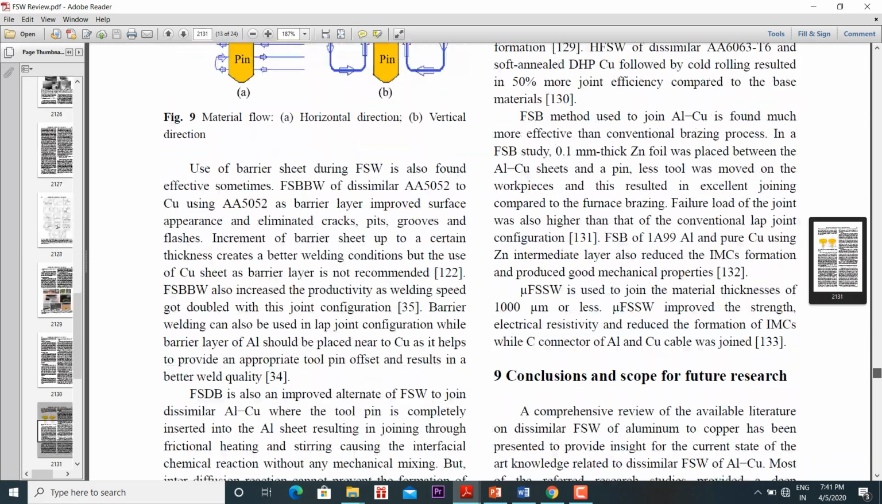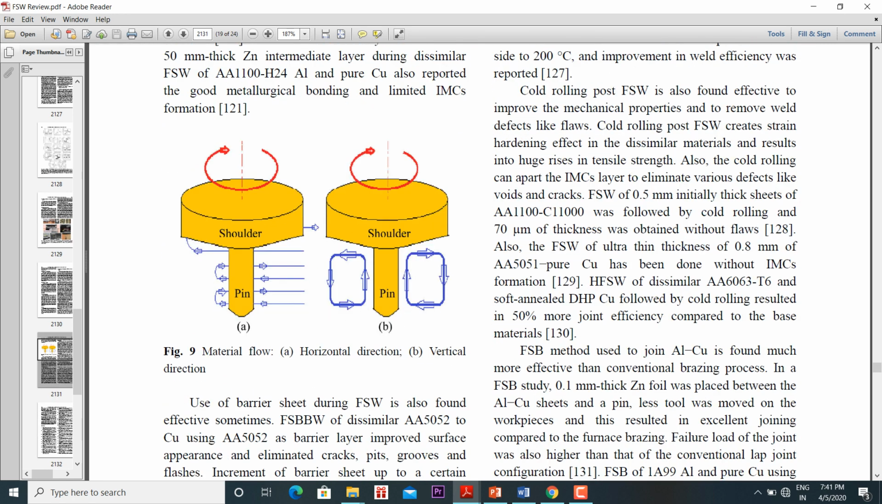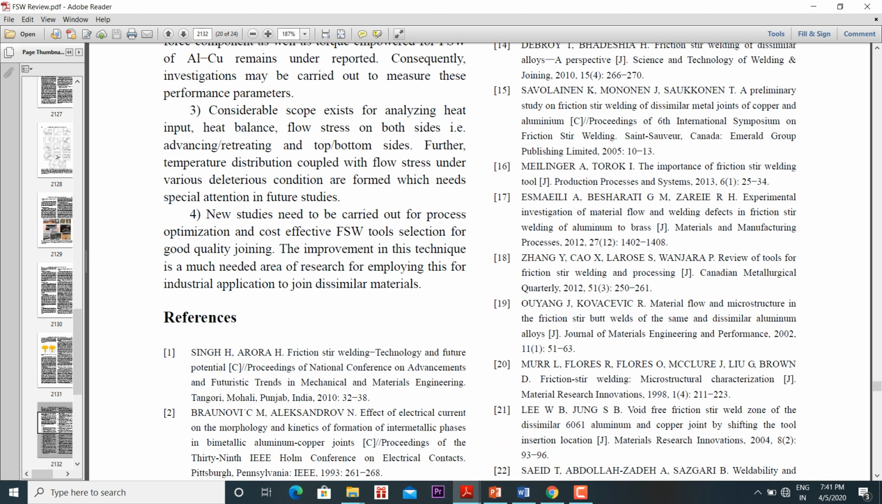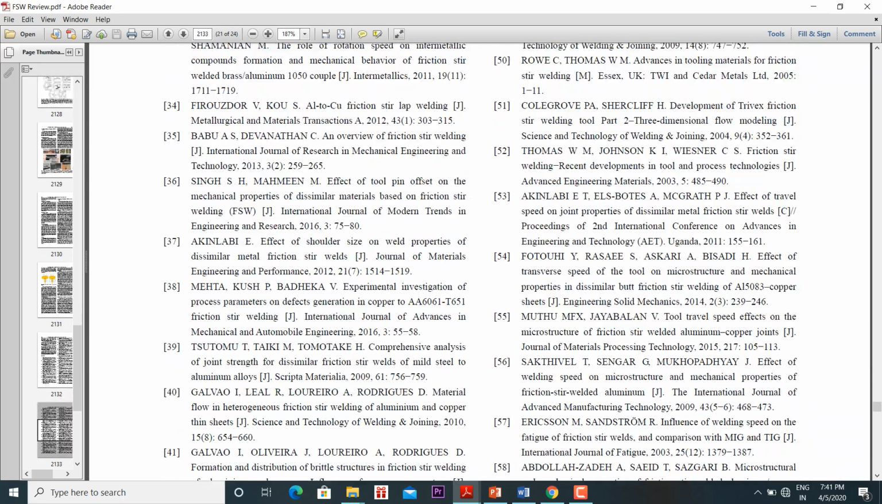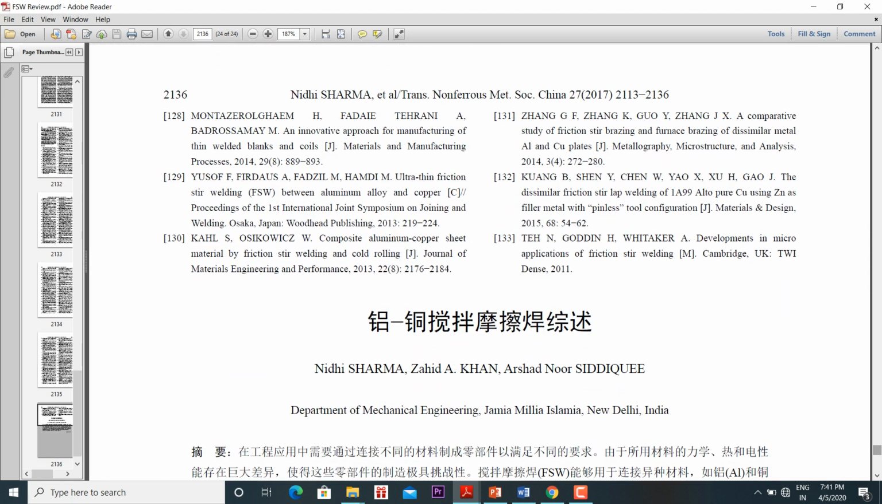Then finally, these major conclusions, conclusion and scope for future work. You can see here conclusion and scope for future work, references. You can see here they have collected around 133 papers, and they have referred to around 133 papers for drafting this review paper.